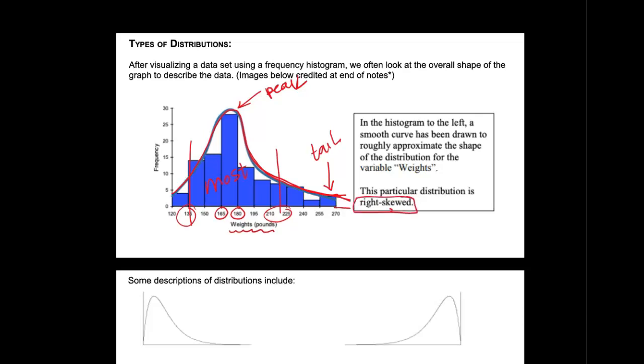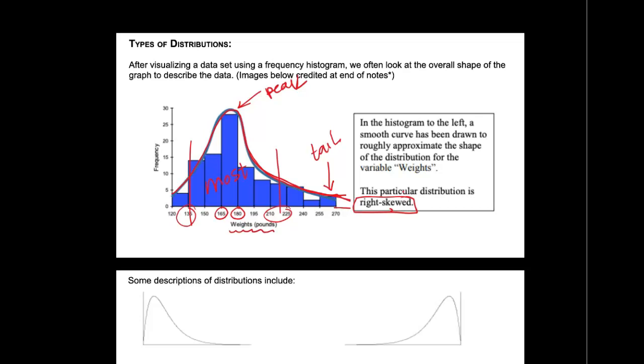We say that because most of the data is on the left and in the middle. The data on the right is not as common. There are not as many people in those classes, and so those values can skew the rest of the data. So we say it's right skewed.